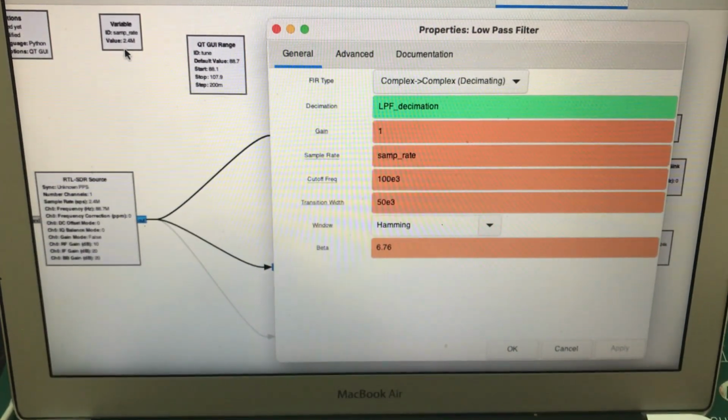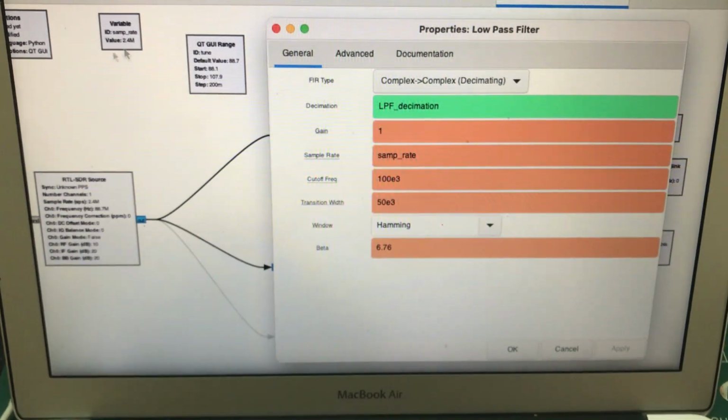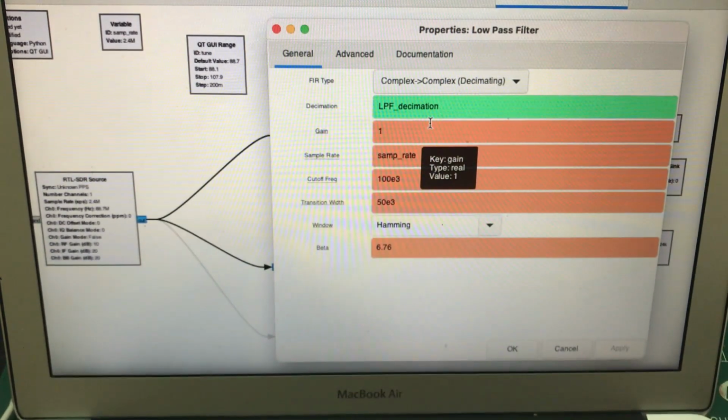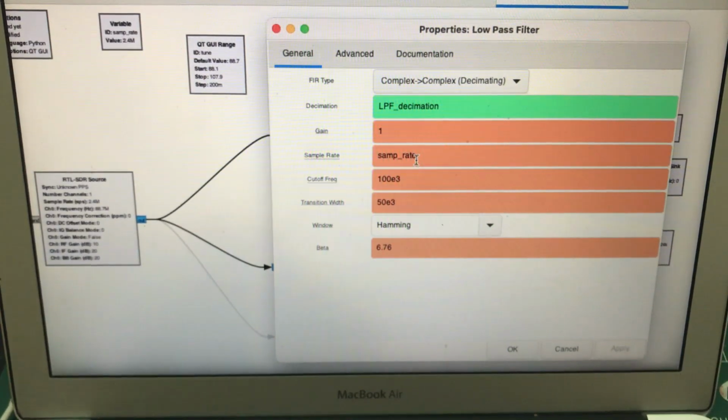That is going to be the sample rate which is coming out of your low pass filter. This is what LPF decimation is. It's decimating your original samples by whatever factor you want to decimate them to. Now the gain, we're going to leave as is.